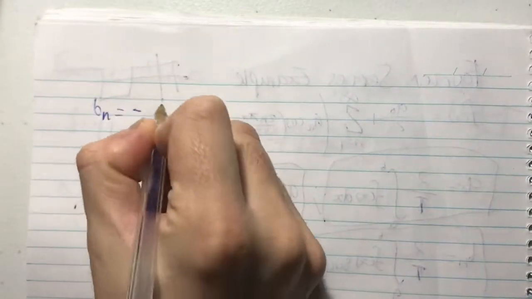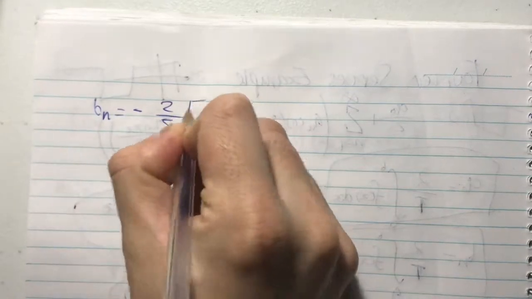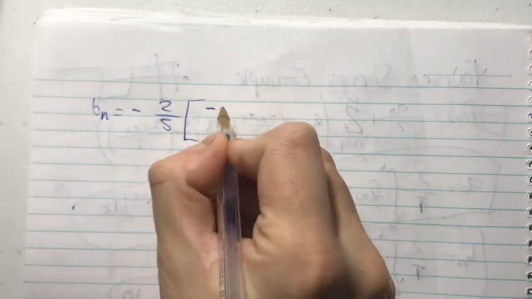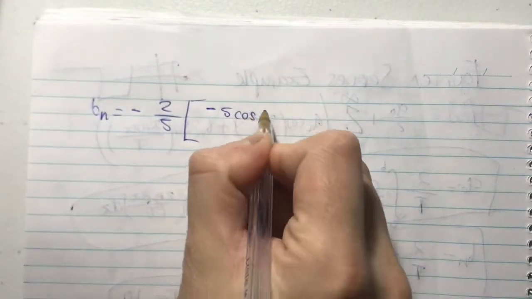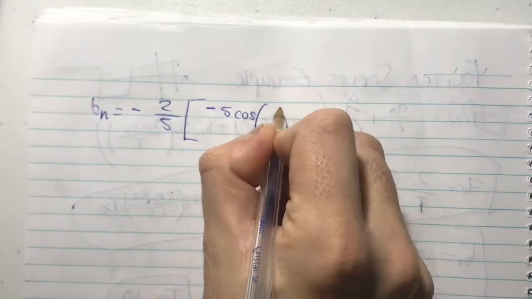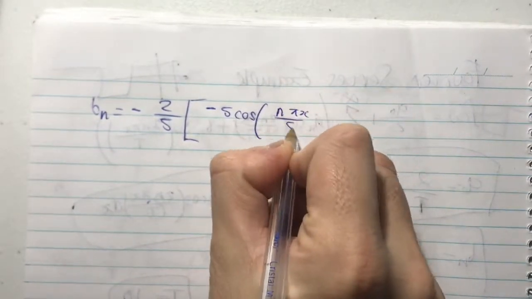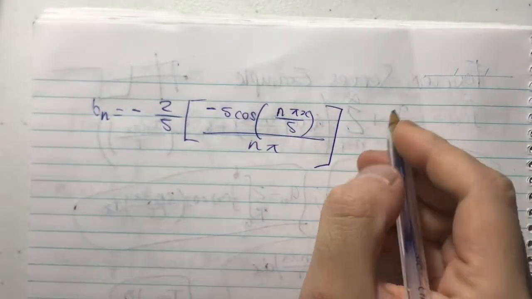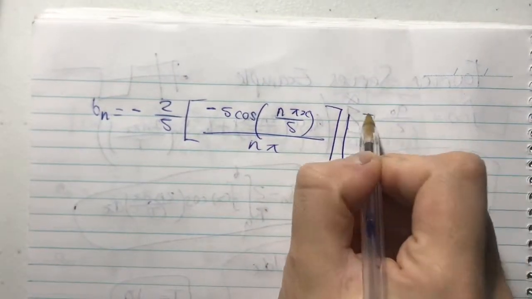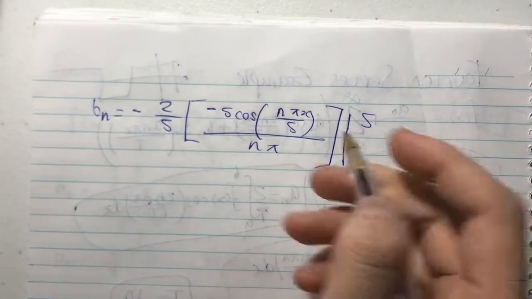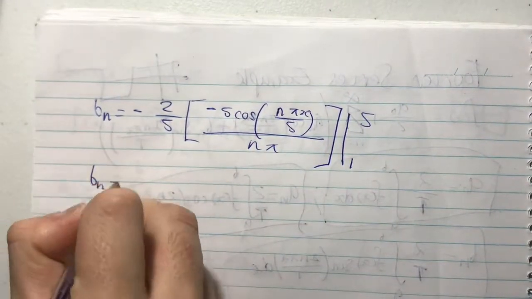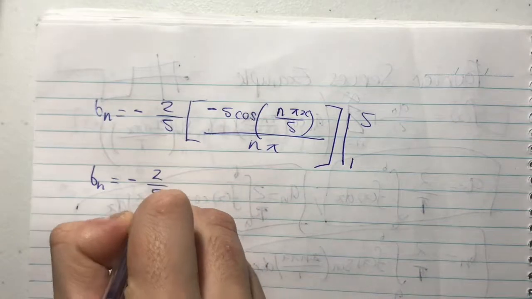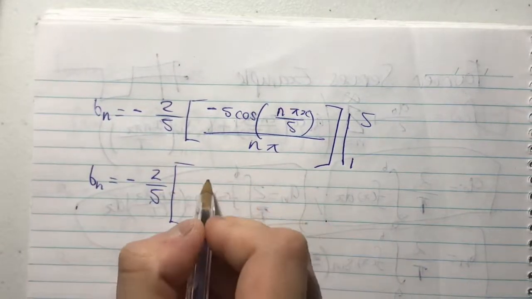We had Bn equals negative 2 over 5 times negative 5 cos n pi x on 5, from 1 to 5. Okay, so we had that. Now it's as simple as just evaluating it. But if you don't know how to do it, that's fine.